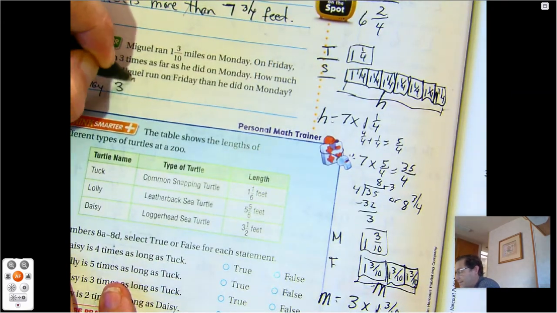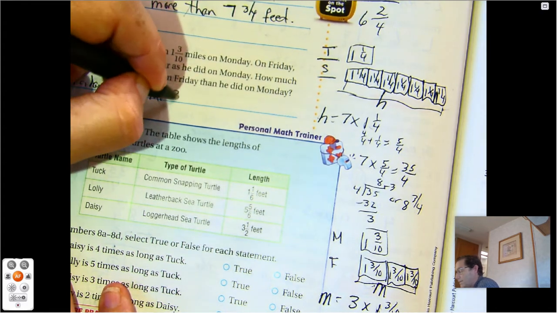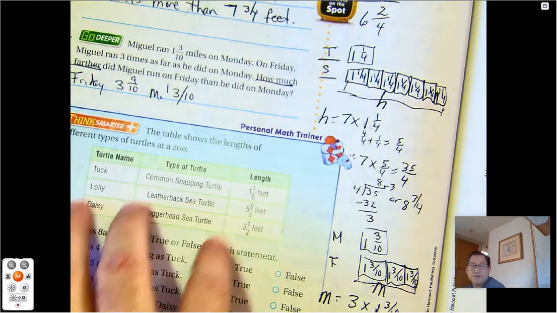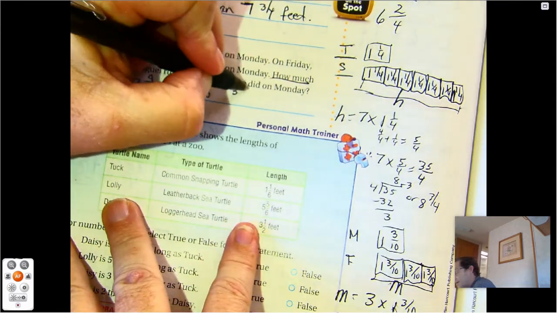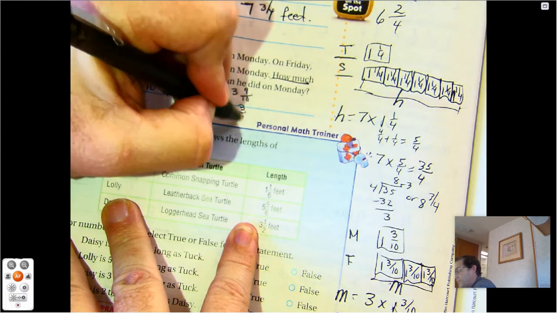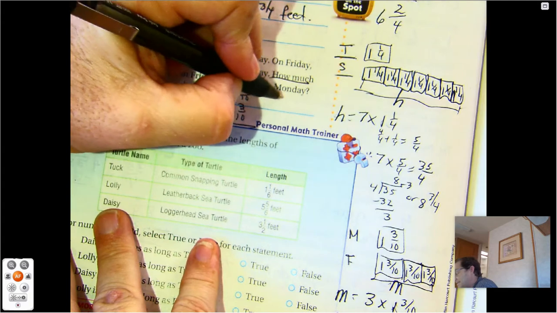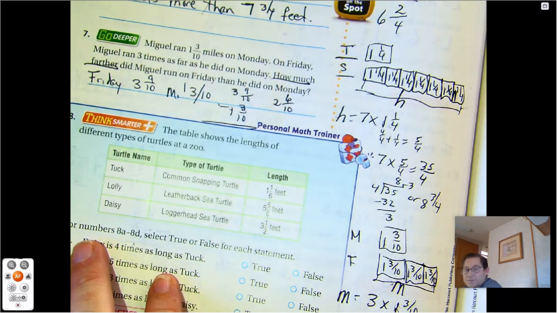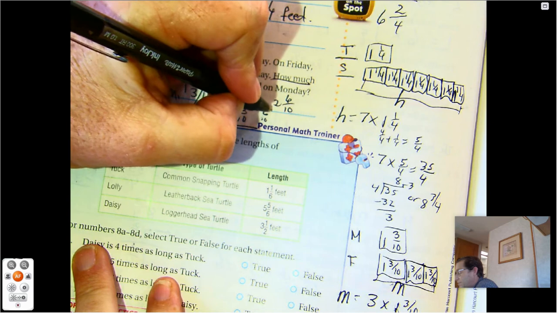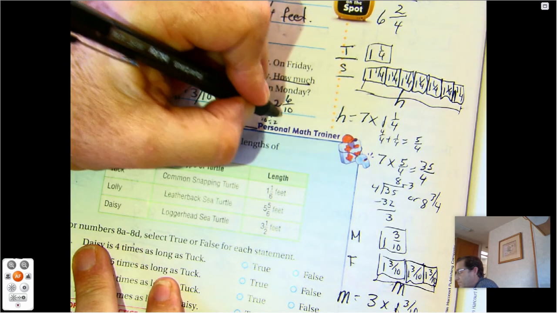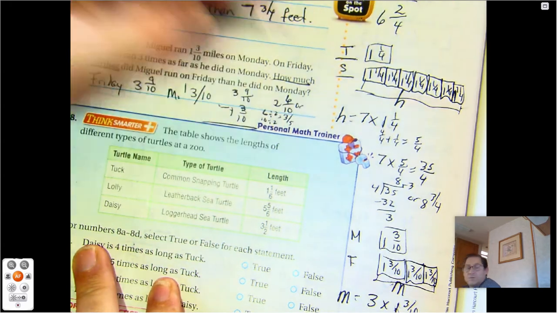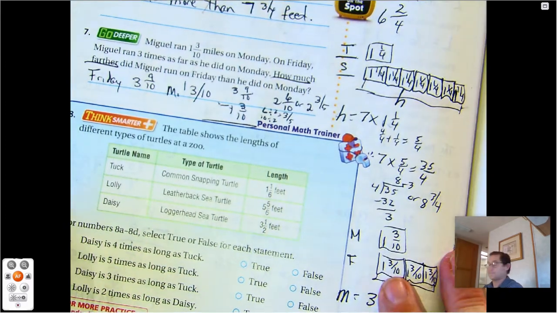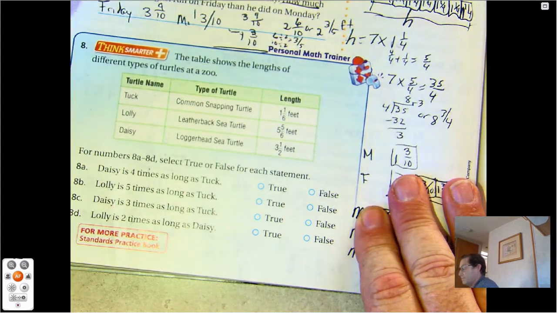Friday, 3 9/10. Monday, 1 3/10. To find how much farther, we need to subtract. 3 9/10 take away 1 3/10. 9 take away 3 is 6/10. 3 take away 1 is 2. So 2 6/10. I know that 2 and 6 are both even, so I can divide them both by 2. So 2 6/10 is 2 3/5 miles farther.